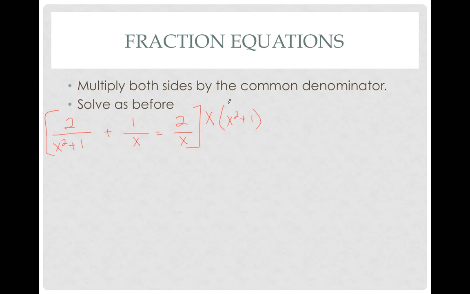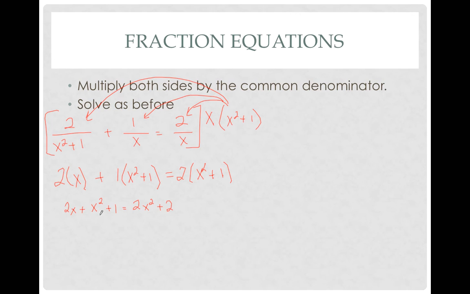So when I multiply all the way across, the x squared plus 1 cancels. I'm left with a 2 times x. Next one, I multiply here. The x cancels, so I'm left with a 1 times x squared plus 1. And the last one here, the x canceled. I'm left with a 2 times x squared plus 1. And now all it requires is a solve as before type statement. So this becomes 2x plus x squared plus 1 equals 2x squared plus 2 using distributive property.